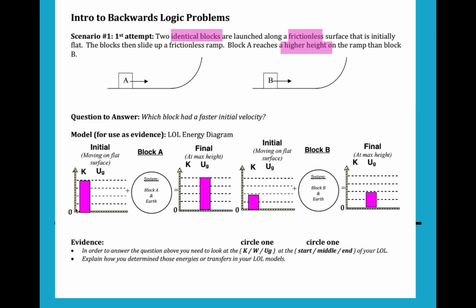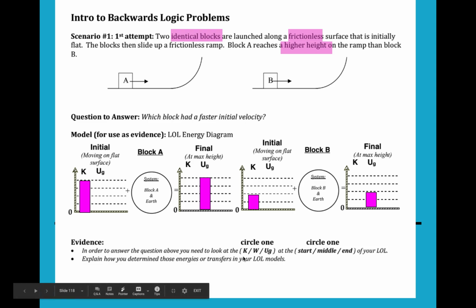Notice how I've still shown a conservation of energy. Everything that I start with plus or minus the transfer is equaling everything that I end with. Now I'm ready to write my explanation. In order to answer the question above, the question is about which block has a faster initial velocity. I need to look at kinetic. That's the type of energy that relates to velocity. And I need to look at that at the start because it's asking about the initial velocity.